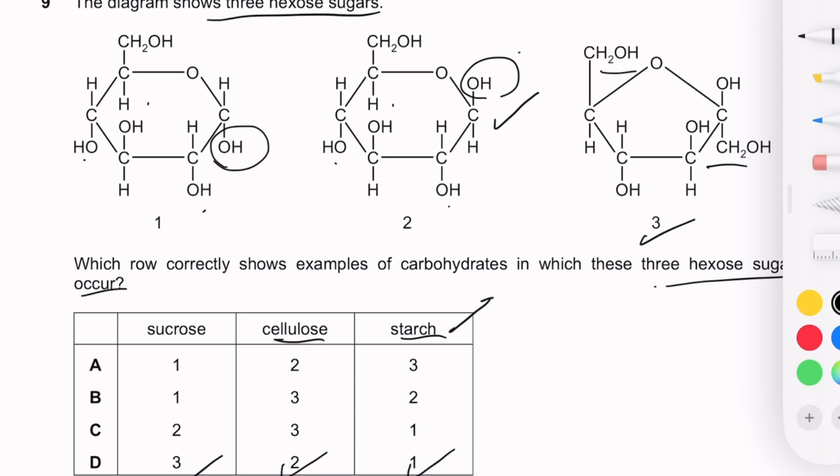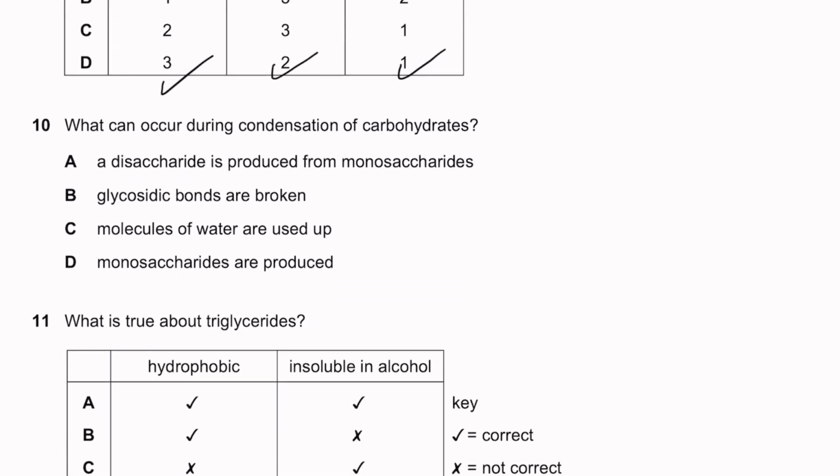Both components of starch are made of alpha glucose, being amylose and amylopectin. And I'm going to give you an extra piece of information right now. Amylopectin forms 80% of starch, amylose forms 20% of starch. Let's move on. So the answer is D.